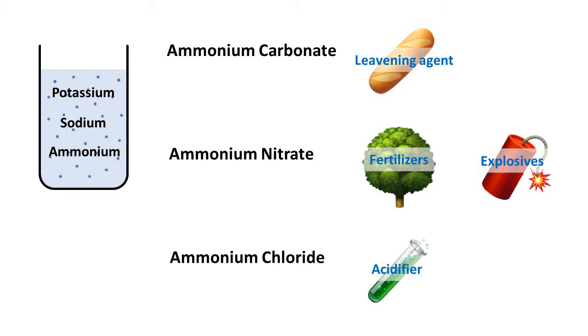Besides, the acidifying properties of ammonium chloride account for its importance in industries as well as in the human body, such as acting as an acidifier in food preparation and regulating urine pH.